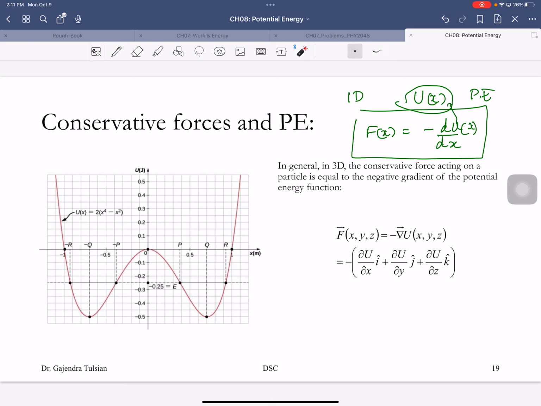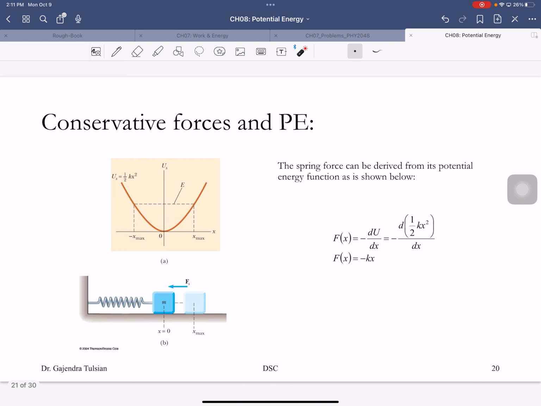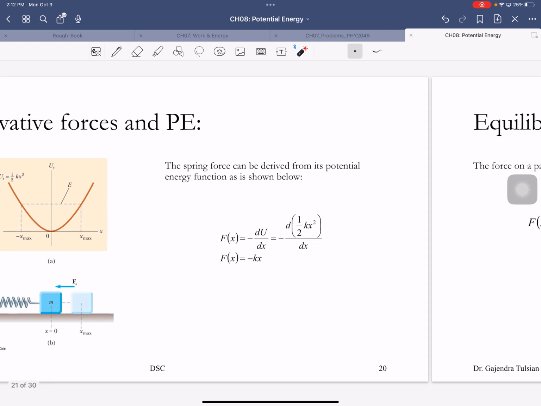And what is this formula telling you? The force on the system at that location is pointing in the opposite direction. That's what it's telling you. So you take a potential energy function, calculate the gradient, and the force is in the opposite direction. Okay? So that's the generalization of this one-dimensional expression. All right, so we understand all of that. For the spring force, here is the force derived, shown to be the negative derivative.